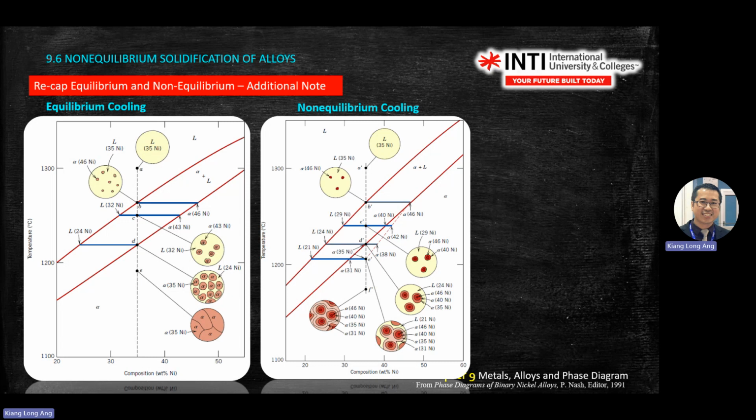Okay. But the liquid changed already. The liquid is 32%. So you go to here. Go here. So here you can find the lever rule. How many percent liquid, how many percent solid. So this one is solid, this one is liquid.